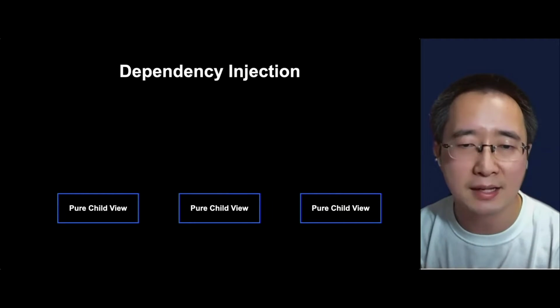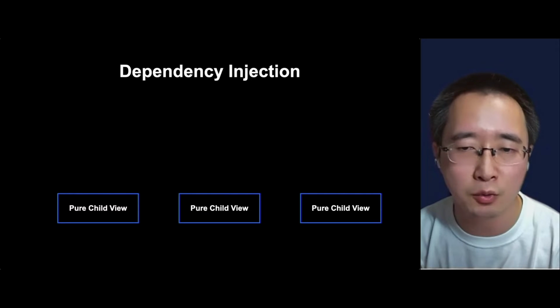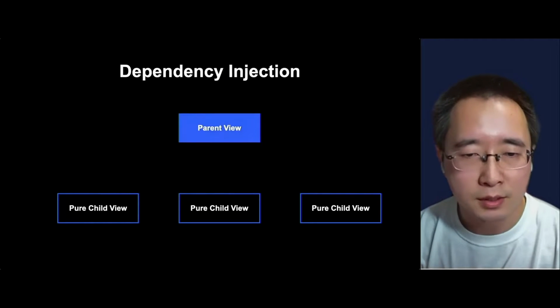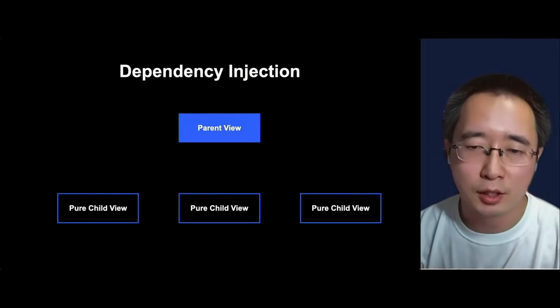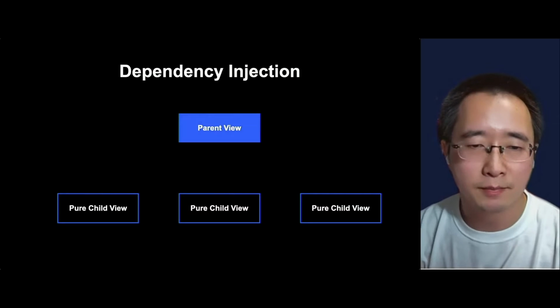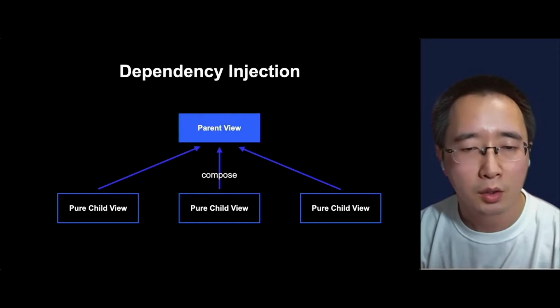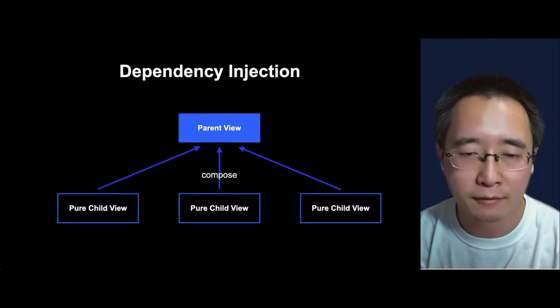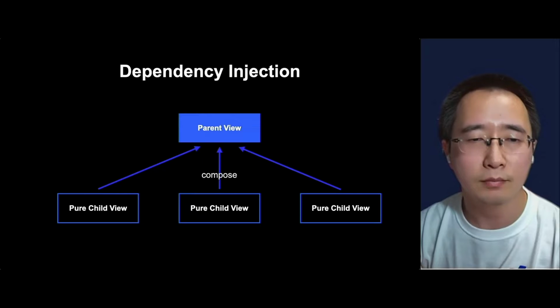This way, we can use Xcode previews to check the child view with only given data. These pure views are the basic components of the screen, or in other words, the parent view. When we complete the pure views, we can use them to compose the entire screen and preview everything.